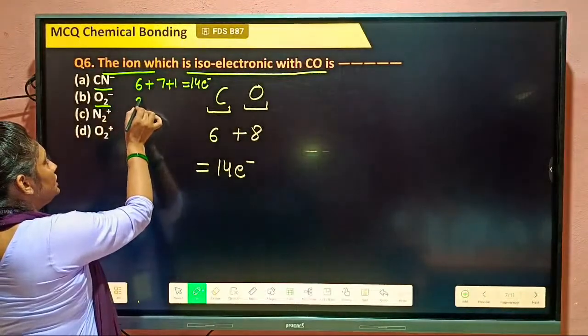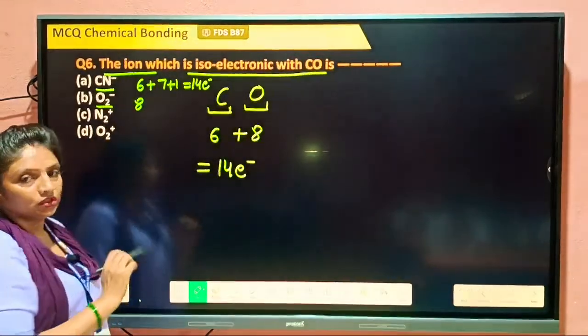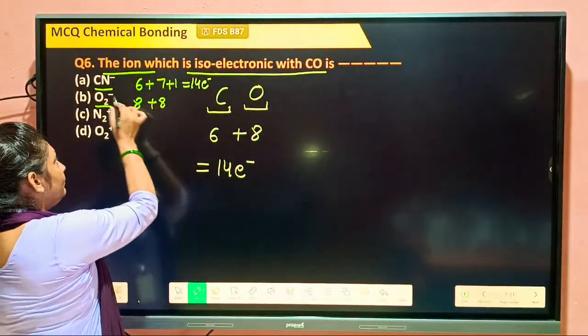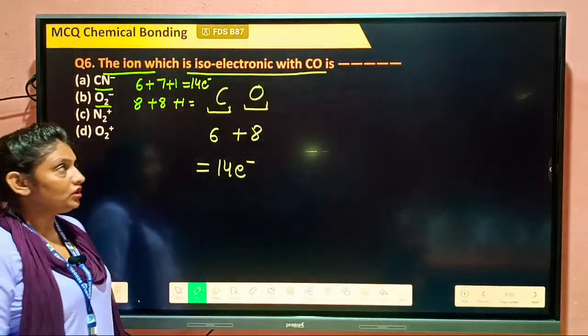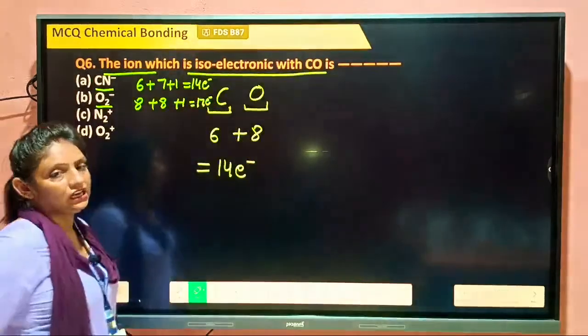O2 negative: one oxygen has how many electrons? 8. But it is O2, there are 2 oxygen, so 8 plus 8, plus 1 negative charge, so 1 more electron. Total 8 plus 8, 16, plus 1, 17 electrons.